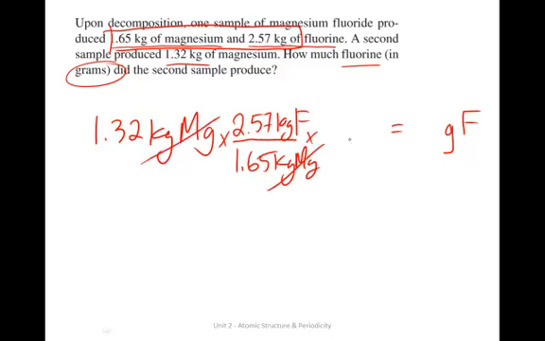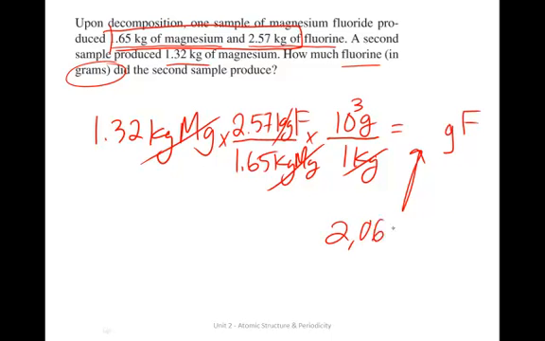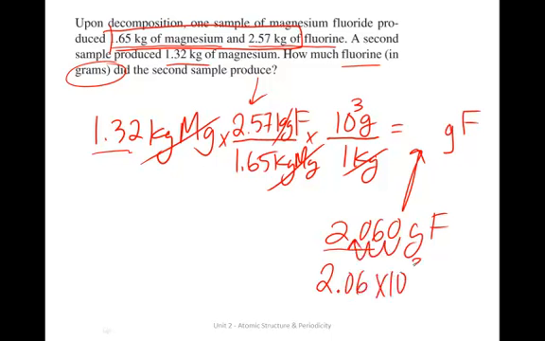Kilograms of magnesium cancel out, and we wanted our final answer in grams, so we're going to have to convert kilograms to grams, and I know that there's 1,000 grams in 1 kilogram. Our kilograms cancel out, so now we're left with grams of fluorine. And if we throw that in our calculator, we'll get something like 2,060 grams of fluorine. And of course, we have 3 sig figs in both of our values in our conversion factor, so we're going to have to limit this to 3 sig figs. And so to remove any ambiguity, we can put this in scientific notation. 2.06 times 10 to the third grams of fluorine is our final answer.